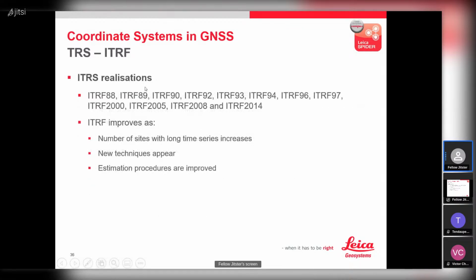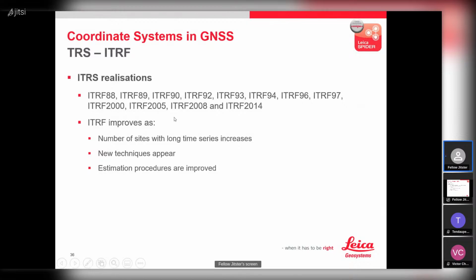And over time, there have been several ITRS realizations. The first one was called ITRF 88. Then every year they were doing new realizations, new computations. The differences between realizations were in the techniques used, in the number of core stations taken into the realization, and also the algorithms were developing and changing. This is why at the beginning there were really a lot of realizations. Basically every year there was a new computation of the ITRS.